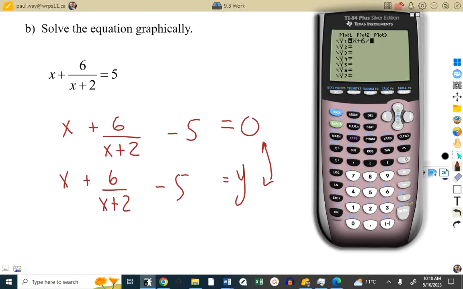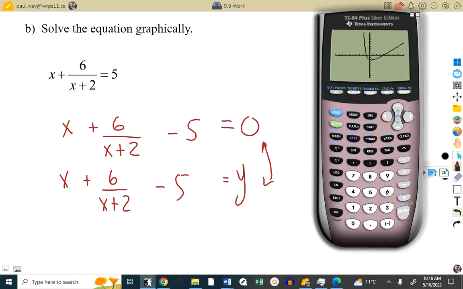So I'm going to graph y equals (x plus 6) over (x plus 2). I know that on this calculator it looks like x plus 6 divided by something. It's not. It's x plus 6 over the quantity x plus 2. And then I have minus 5. Since it's equal to 0, I'm going to be looking at the x-intercept, so I go Zoom 6.